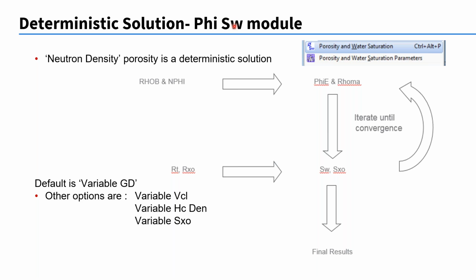It is a deterministic solution because you're dealing with two equations that you want to solve for. You start with the density-neutron log to solve for porosity or rho matrix. Then you use your RT and RXO to solve for water saturation and Sxo. The process iterates until it converges to a final solution. So this is what we call a deterministic solution, where you have two equations for two variables.